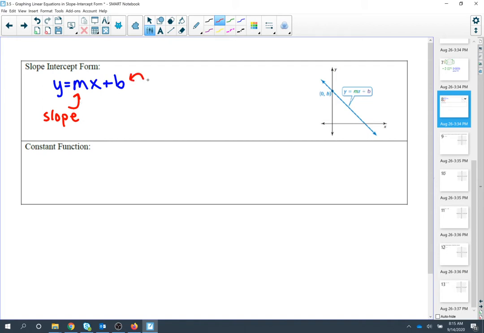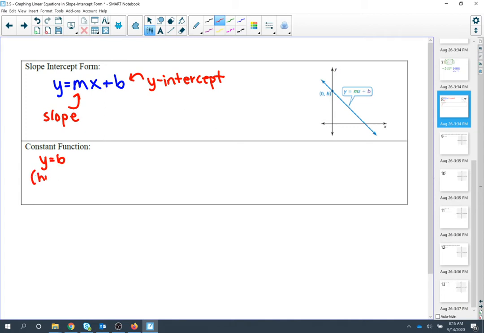b is going to be your y-intercept. So if you take a look at the example that we have sitting over here, (0, b) is your y-intercept, y equals mx plus b is your line, and then whatever your slope is, your m, in this case it would be negative, so you'd probably have some negative value sitting here in front of your x. Now, a constant function, once again, is going to be your y equals b.